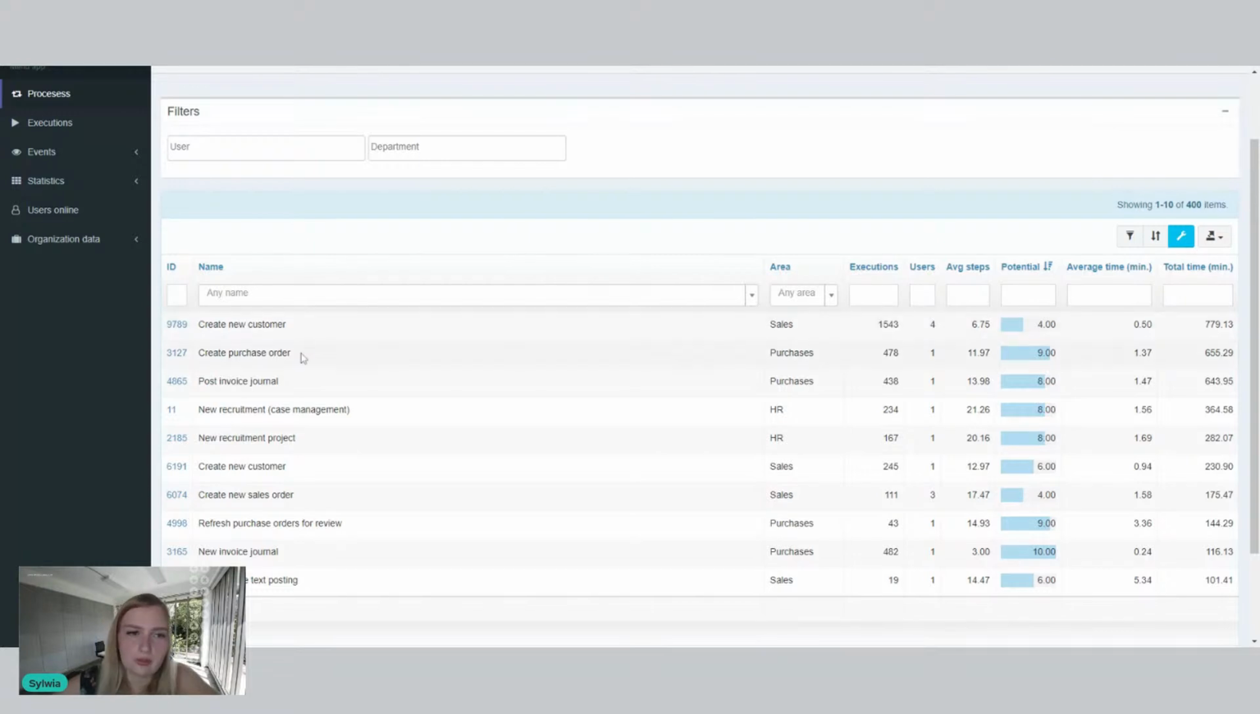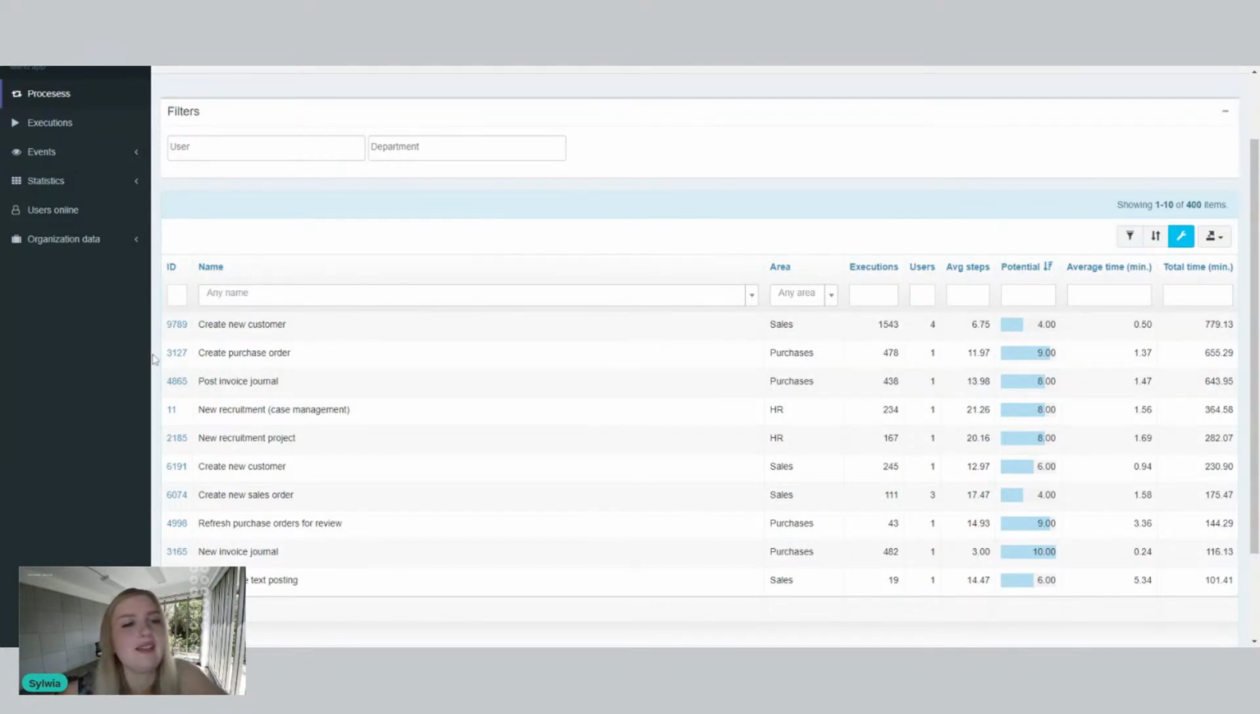And so what information would you see on this list of processes found? The area it covers, the number of executions of the process, the number of users who use this process, the average steps the process involves, the potential. And here's an interesting thing. It is a potential for automation, where 1 means low potential, 10 means high potential. Also some average time, total time spent. You can also add additional information here, such as the average cost and total cost of the process. The filters are fully manageable. But let's not focus on that right now.